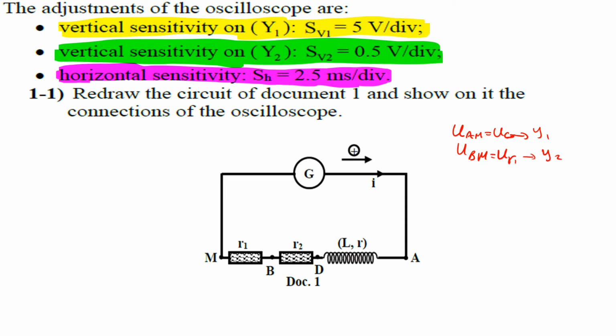We have M in common, so first thing we take M as the grounding. Then UAM should be between A and M. Let's change the coloring. Okay, so for UAM, I will connect Y1 at this point. And for UBM, it's between B and M, so I'll connect the channel 2 at this point. This for the first part, drawing the connections of the oscilloscope.